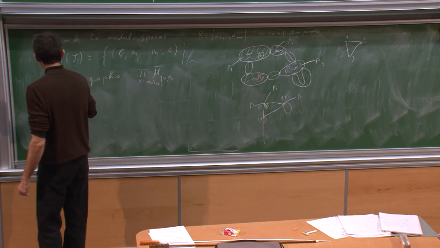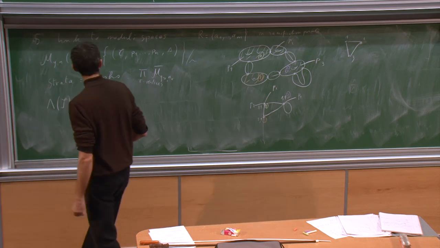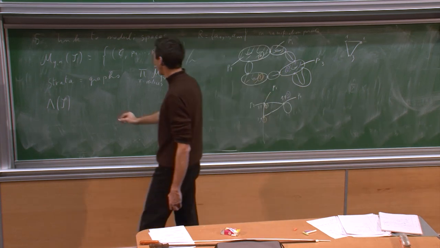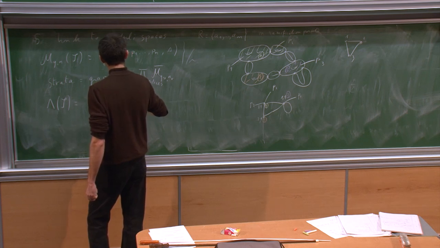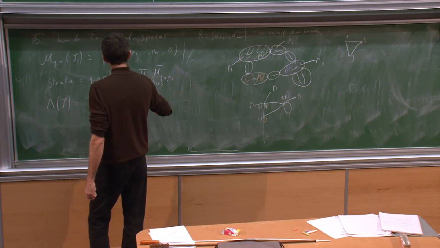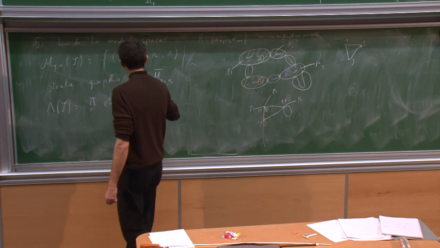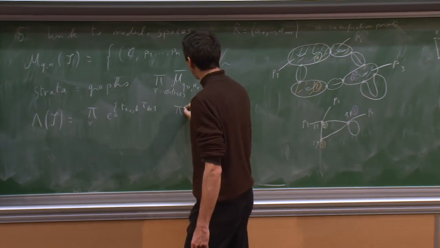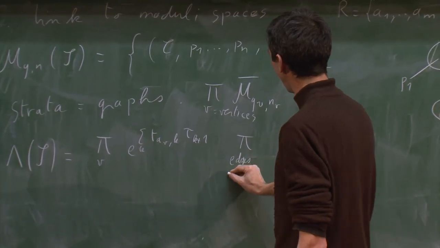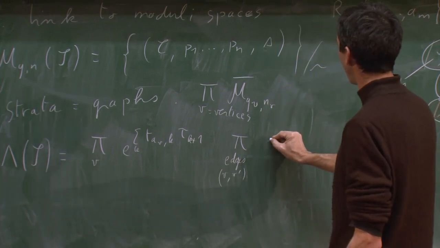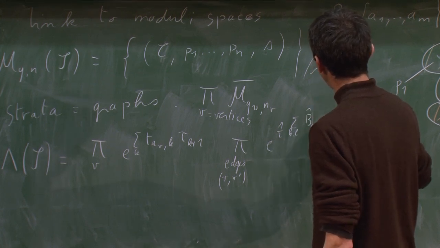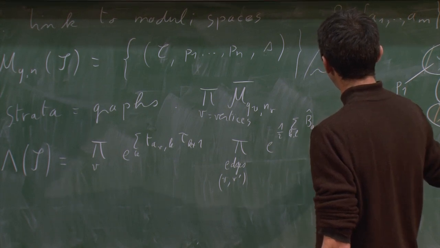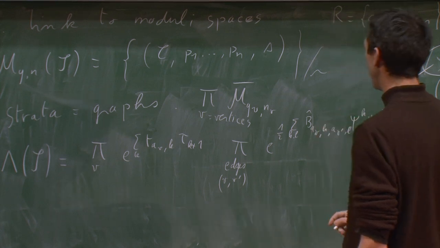Okay, and you shall define a cohomology class on each strata, and the cohomology class on each strata will be the product over vertices of the exponential sum of t hat k. So, let me write it this way: tau k plus 1, times the product over edges, an edge is a pair of vertices v, v prime, of the exponential of 1 over 2 sum over k and l of B hat a k, a v prime l, psi to the k, psi prime to the l. I can write it this way.